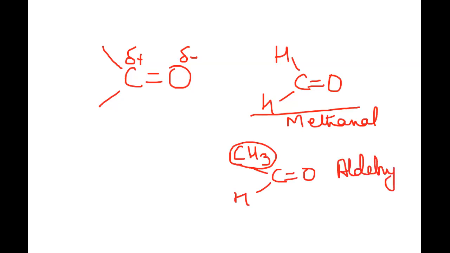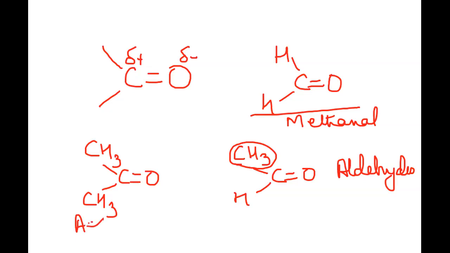On the other hand, if both of these get replaced by a CH3 and a CH3, such that you get C double bond O, then these kinds of compounds are called ketones. This particular compound is acetone, or according to the IUPAC name, propanone. However, these alkyl groups can be the same on both sides or different on both sides. It's not necessary that they be methyl groups. They can be ethyl groups, propyl groups, whatever.